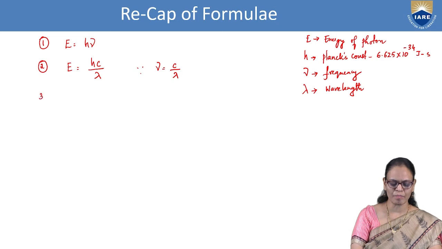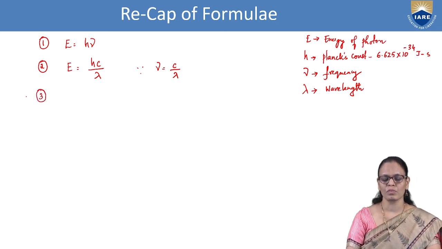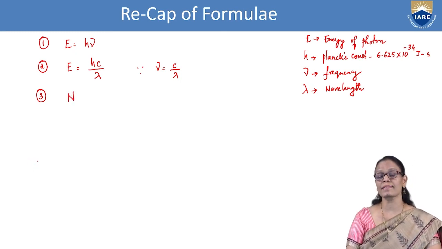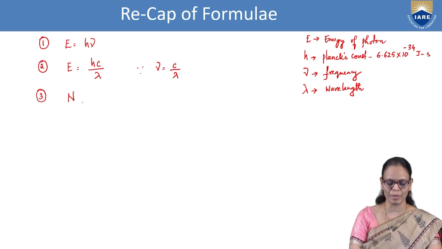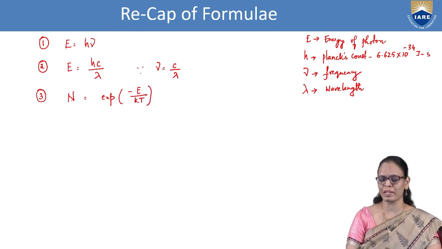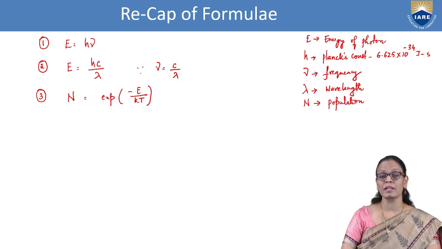Next one is the formula for population, which is given by Boltzmann, and it is called the Boltzmann distribution formula. So, N is given by exponential minus E upon kT. So, this is the formula for population. N here represents the population. Population here means the number of atoms that are present in a given state. We are calling it as population.